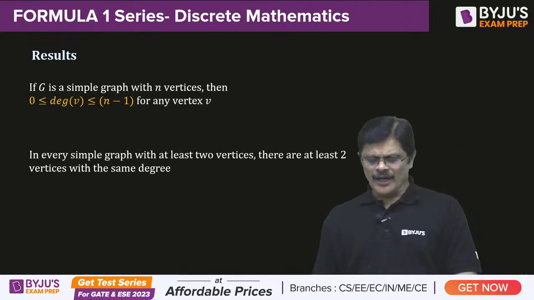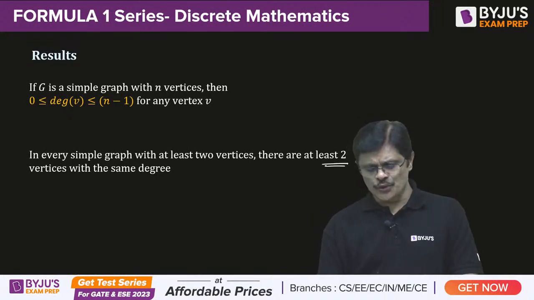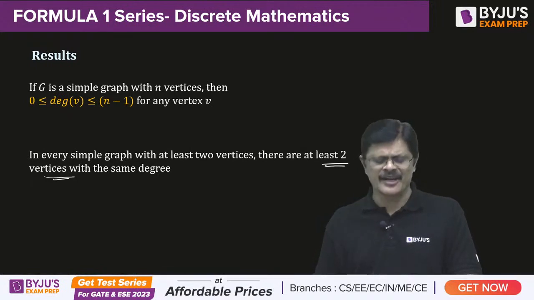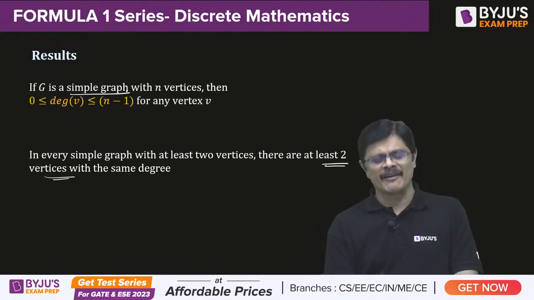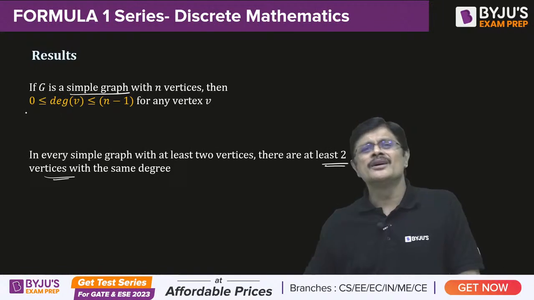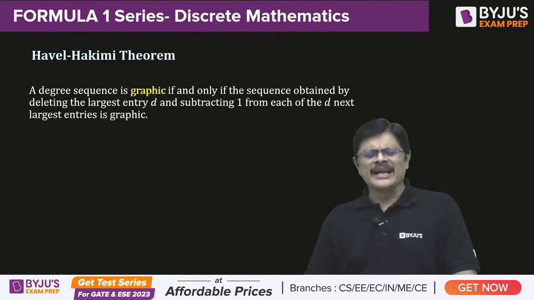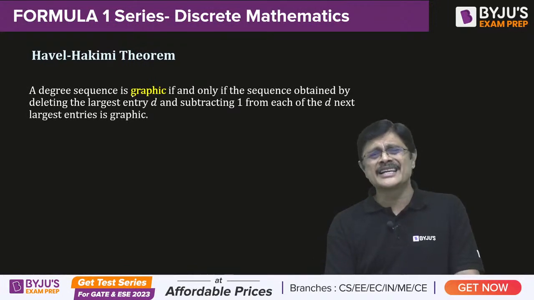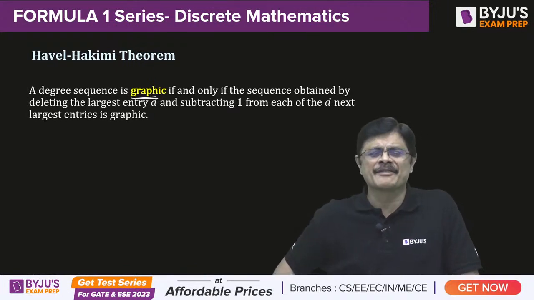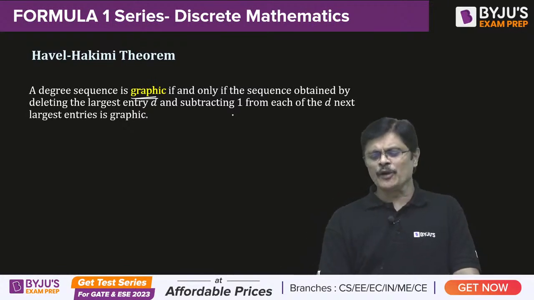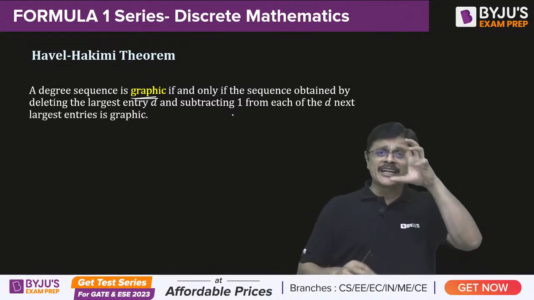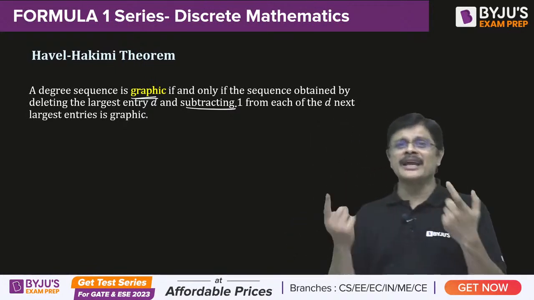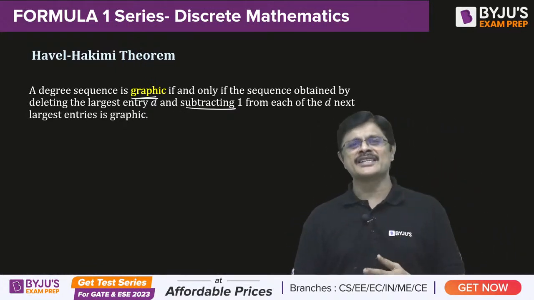Right. Now in any simple graph, there are at least 2 vertices with the same degree, and the degree of a vertex in a simple graph will vary from 0 to a maximum of n minus 1. And this is called the Havel-Hakimi theorem. See, what does the Havel-Hakimi theorem say? A degree sequence is graphic, meaning with the degree sequence you can construct a simple graph, if and only if the sequence obtained by deleting the highest degree and subtracting one from that many of the remaining ones is also graphic. Then the original degree sequence is graphic.